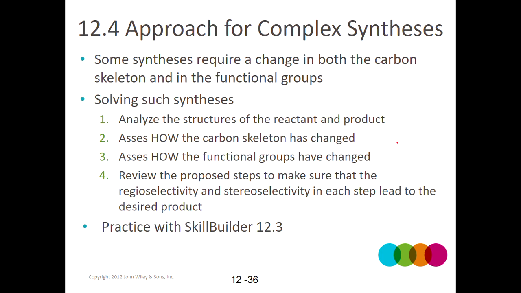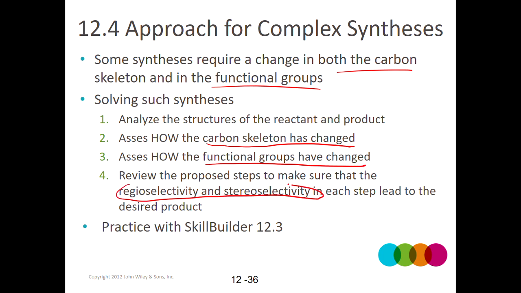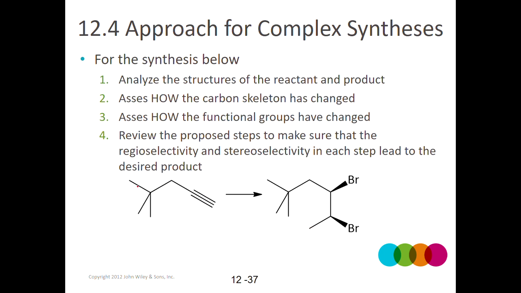So if there's a change in both the carbon skeleton and a change in the functional groups, it's going to be even more complicated, but you want to do the same thing. Look for how many carbons have been added or taken away, look at how the functional groups change, and then also focus on regioselectivity and stereoselectivity to make sure that reactions connect things in the controlled way you're trying to get them to connect. But you've got to be familiar with a lot of reactions in order to get from point A to point B.